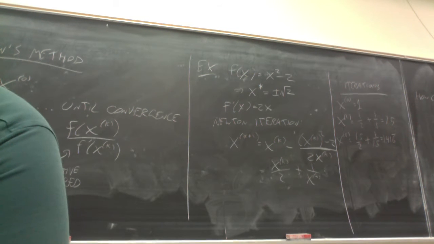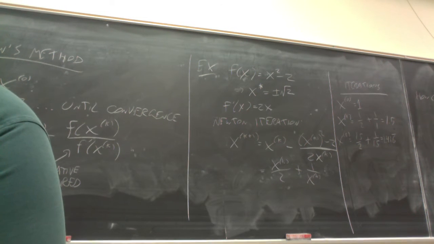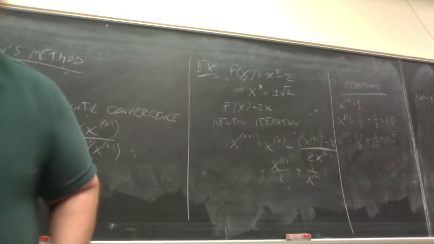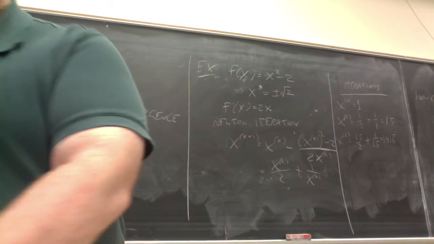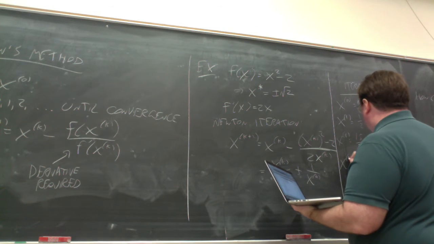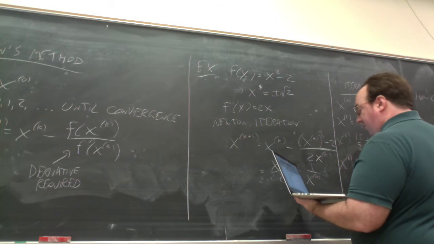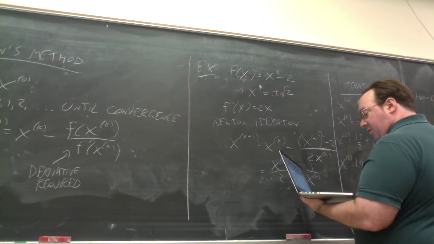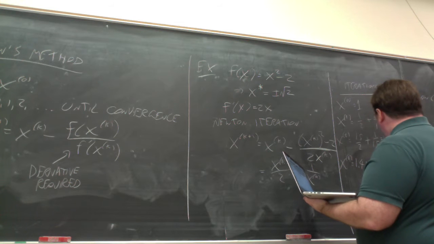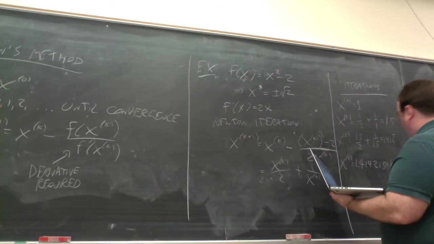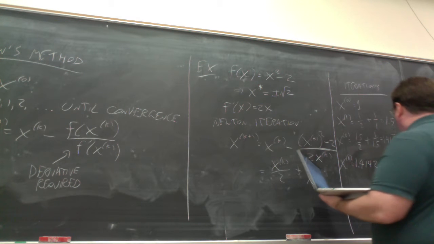Okay, so if I do, all right, so x over 2 plus 1 over x. Okay, so now I'm going to write this out to as many decimal places as MATLAB will display. So 1.414, 2156, 86, 2745, 10. That's a lot of decimal places.